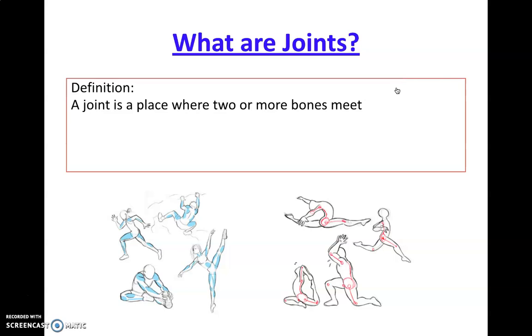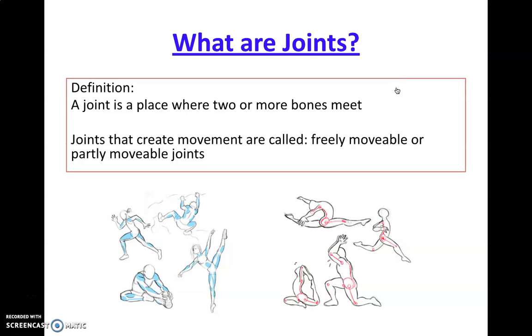So definition, a joint is a place where two or more bones meet. So two or more, not just two, can be more than two. Joints that create movement are called freely movable or partly movable joints. So joints tend to allow movement in the body, not all of them, but most of them. And that's kind of the purpose of joints.